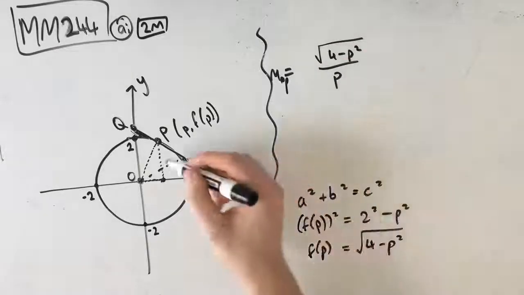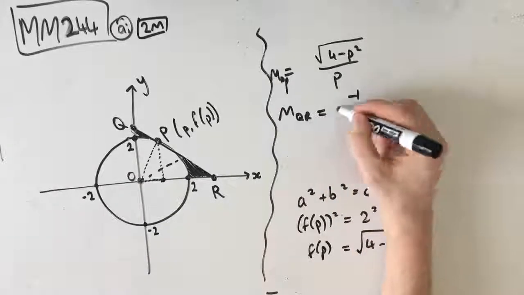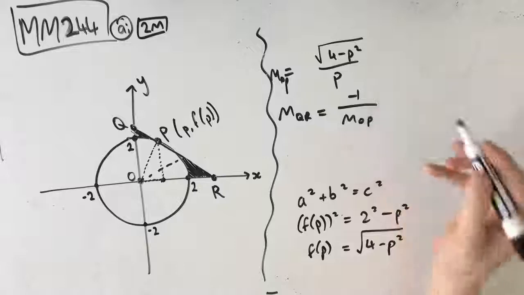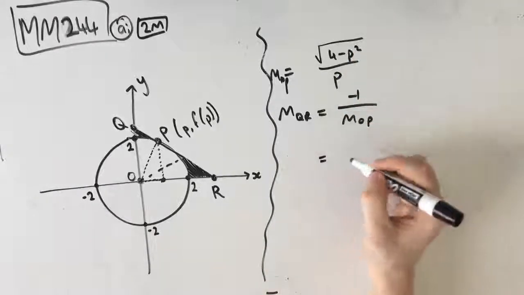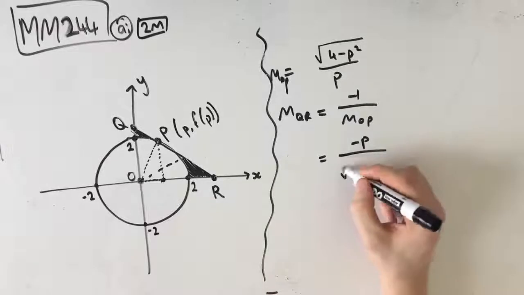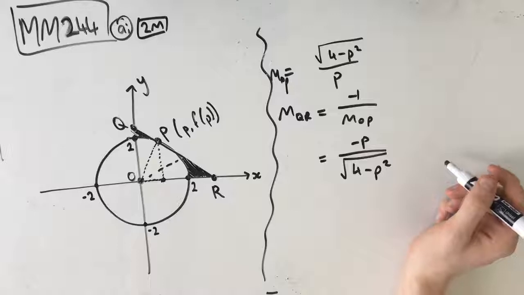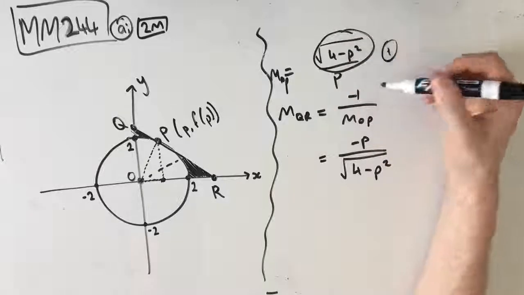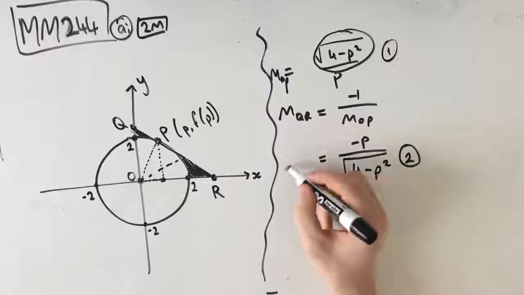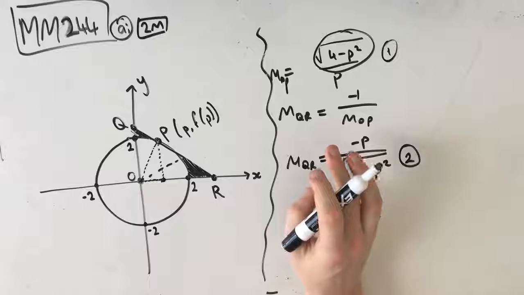which means that m of OP is equal to rise, root 4 take p squared, over run, which is p. And then because this is a normal to QR, that means that m of QR is equal to -1 over m of OP, which means we simply flip this gradient and make it negative. So then we get negative p over root 4 minus p squared. Awesome. So guys, our first mark came from recognizing that f(p) was root 4 take p squared, and then our second mark comes when we actually find the gradient of QR. So that's it for part (a)(i).